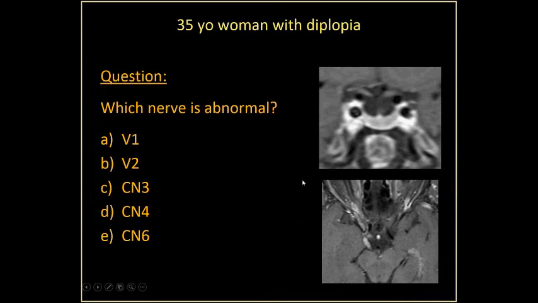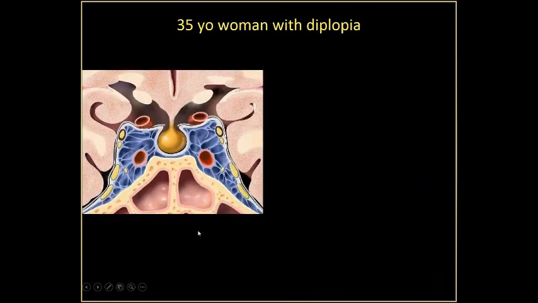So here's a question. So which nerve is abnormal in this case? Is it V1? Is it V2? Is it the oculomotor nerve, cranial nerve 4, or 6? So let's take a closer look at the cavernous sinus here and look at the nerves that go through it.